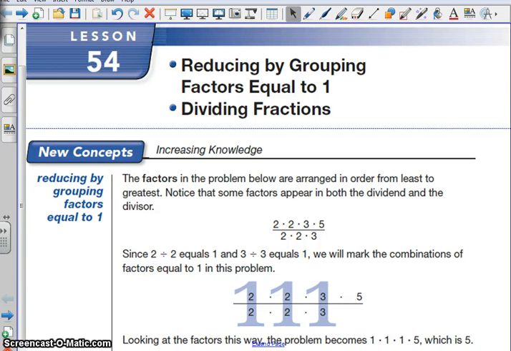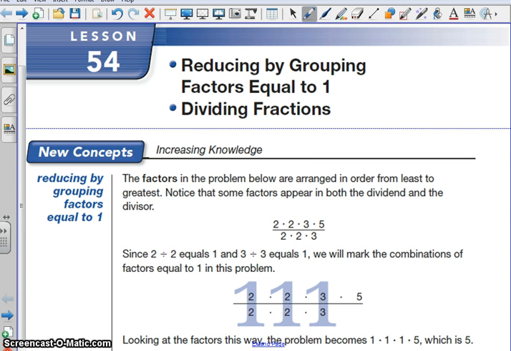Today we're doing lesson 54. It's reducing by grouping factors equal to 1 and dividing fractions. The factors in the problem below are arranged in order from least to greatest. Notice that some factors appear in both the dividend and the divisor. We are going to be looking and trying to work with canceling today and reviewing that portion of what we did with our math book.